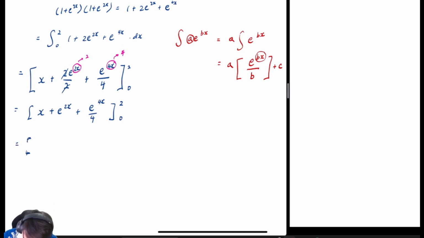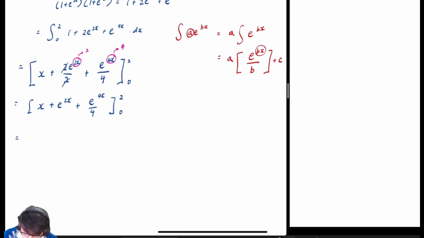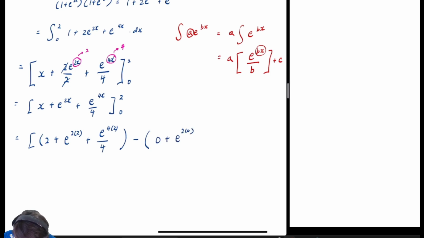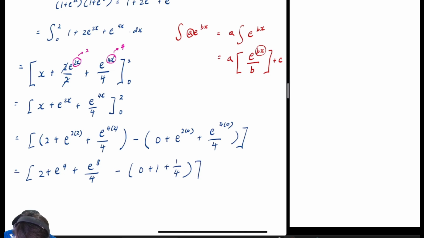First we'll substitute the upper limit. So let me just fix the Apple Pencil for a bit. So 2 plus e to the power 2 times 2, plus e to the power 4 times 2, over 4, close bracket, minus the substitution of the lower limit: 0 plus e to the power 2 times 0 plus e to the power 4 times 0, over 4, close bracket. So 2 plus e to the power 4 plus e to the power of 8 over 4, minus 0 plus 1 over 4. There we go.